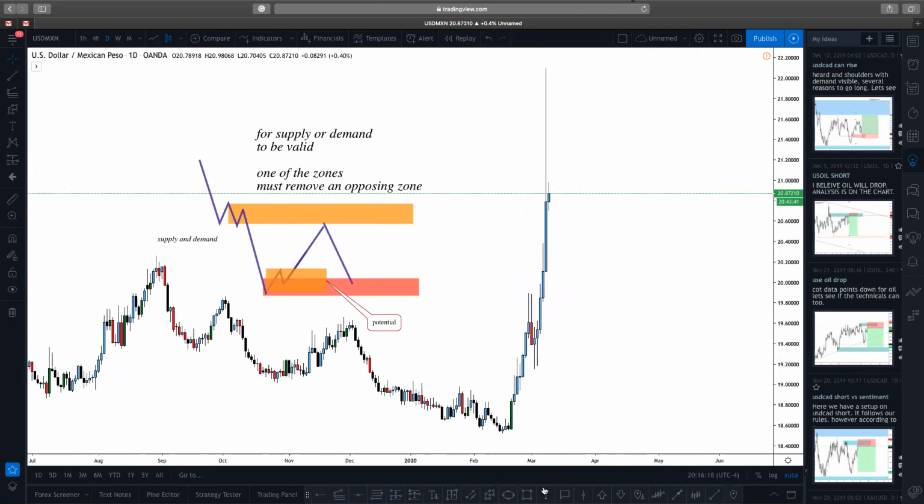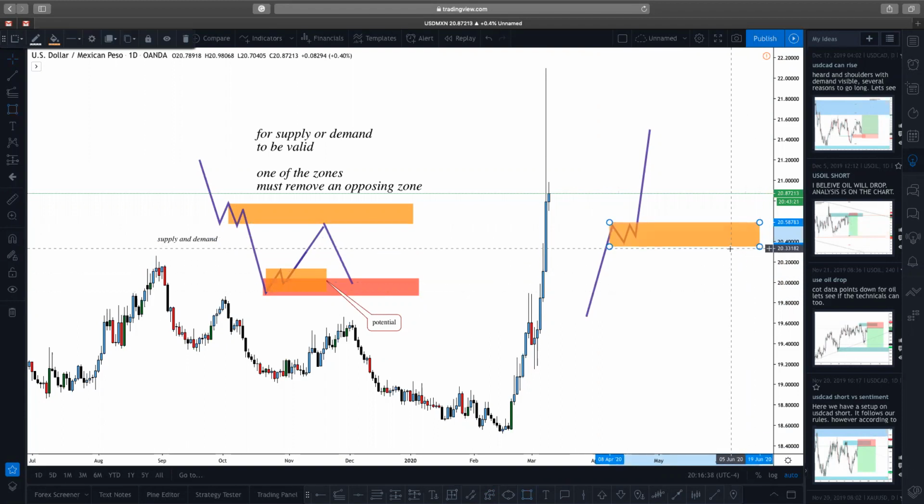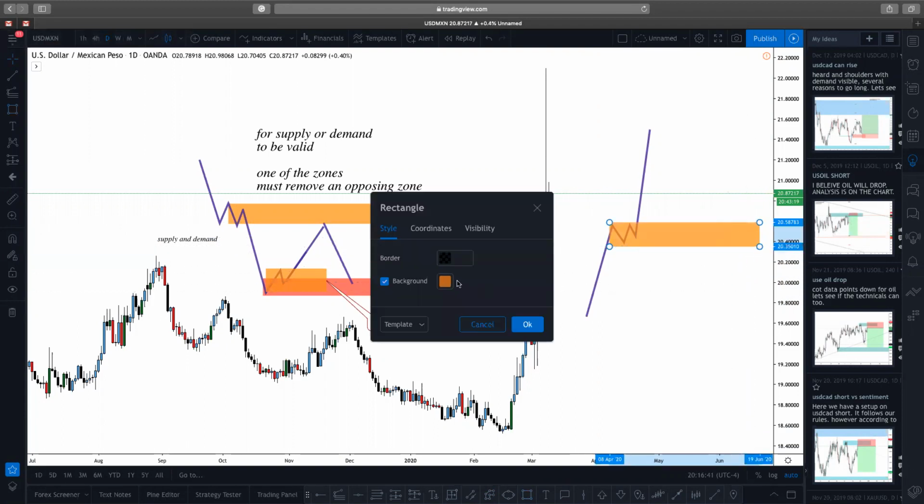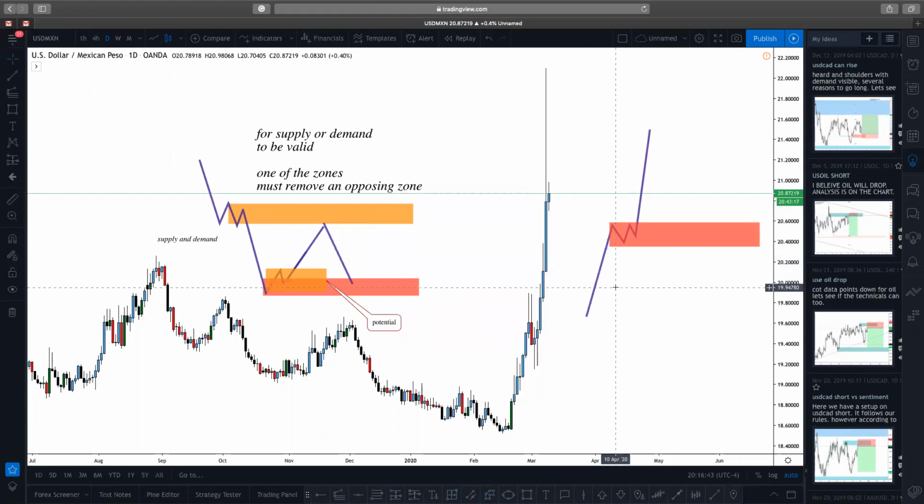So let's say we have, let's see, we have a rally, a base, and a rally, right? Oh, well, this is demand, but still. Yes, we're looking at this zone as potential demand, right? Potential.